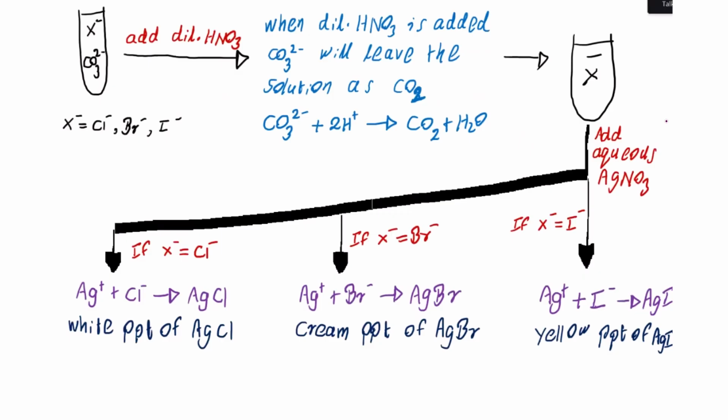Test for chloride ion: first you add dilute HNO3. Dilute HNO3 is added to remove any carbonate ions in the solution as carbon dioxide, because carbonate ions disturb our observation. Why do we have carbonate ion in every aqueous solution? Because carbon dioxide gas in our atmosphere can dissolve there. After you remove the carbonate ion, you add silver nitrate, and if it is chloride ion, you get silver chloride white precipitate. That's the test for chloride ion.